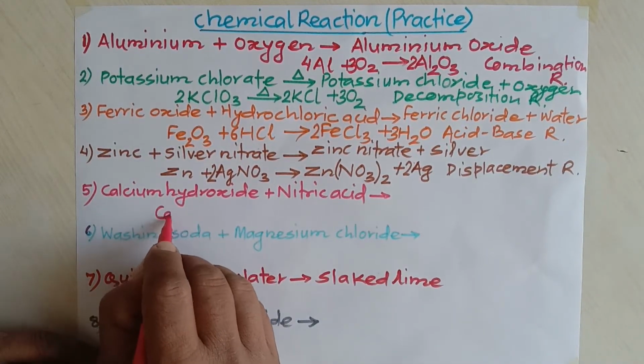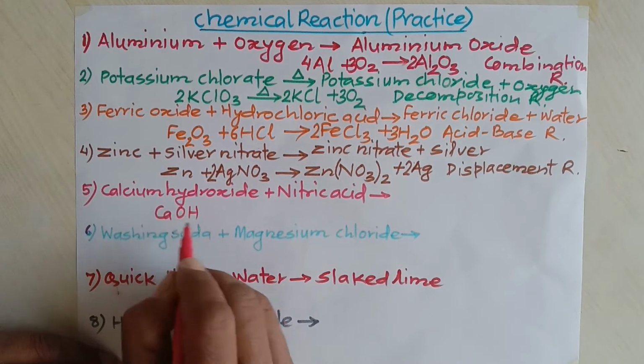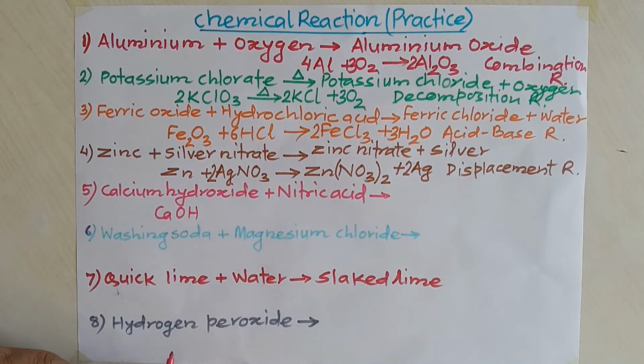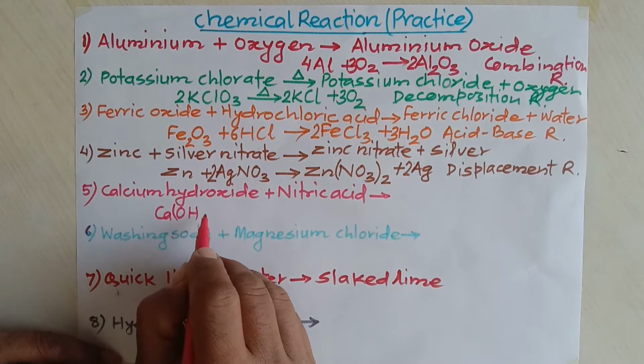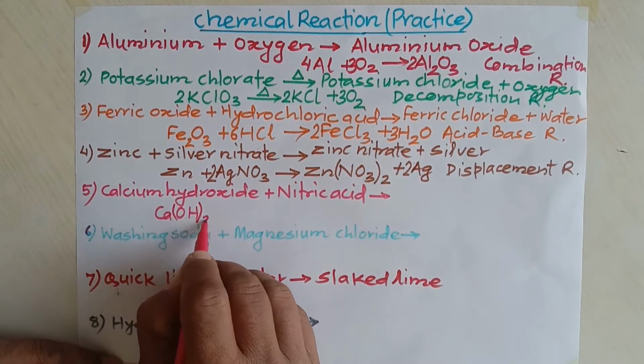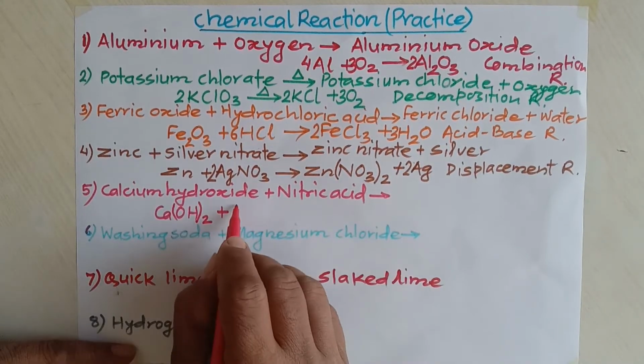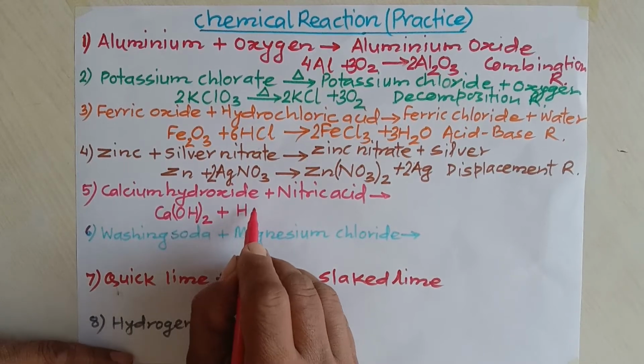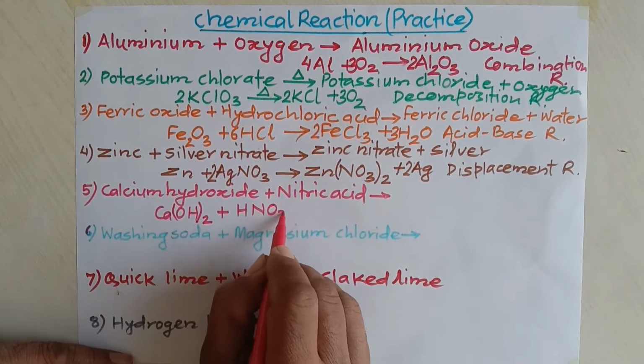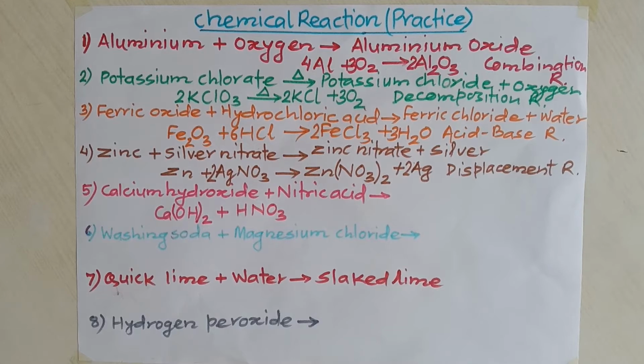Calcium hydroxide means Ca(OH)2. Valency of calcium is 2, hydroxide is 1. That's why valency of calcium should be transferred to this hydroxide. And now another is nitric acid. Nitric acid, directly we have to remember HNO3. It's commercial name, nitric acid.